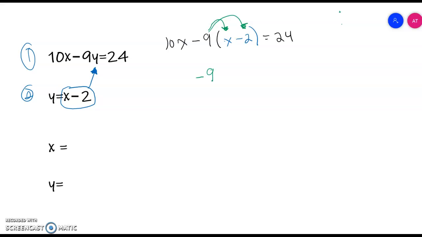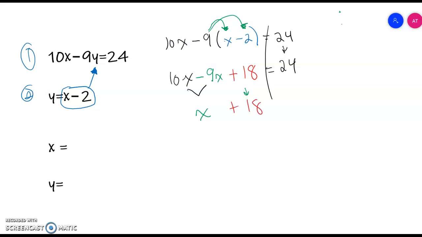So 9 times x is just going to be negative 9x. And negative 9 times a negative 2, well, negative and a negative equal a positive. 9 times 2 is 18. Now I didn't do anything else to the rest of the 24 or the 10x, so I'm just going to bring them straight down. Now combine like terms. 10x minus 9x is just going to leave me with just 1x or just an x. You're going to bring down the plus 18 and the equals 24.